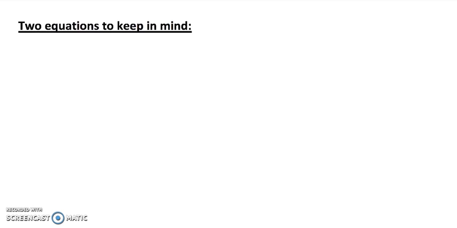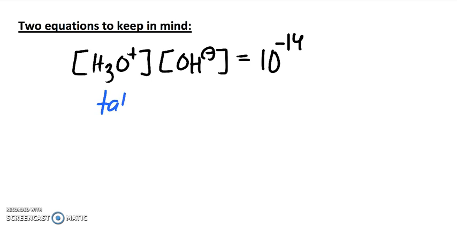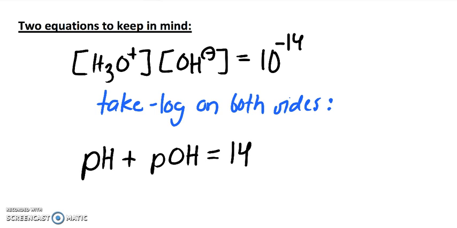Okay, so 2 things to keep in mind when dealing with pH. If you take the concentration of protons and multiply that by the concentration of hydroxide, this will give you 10 to the negative 14. Now, if you take the negative log on both sides, I won't show the math here, but this is basically going to give you pH plus pOH equals 14. And now you can use these 2 equations to help you with pH problems.